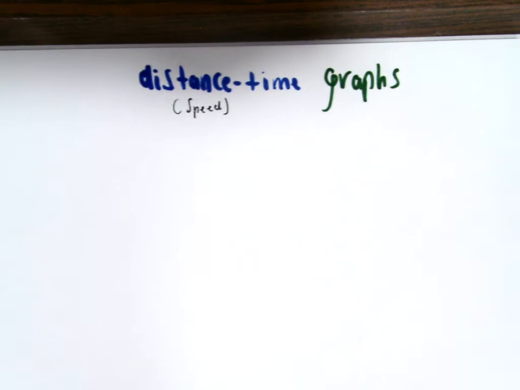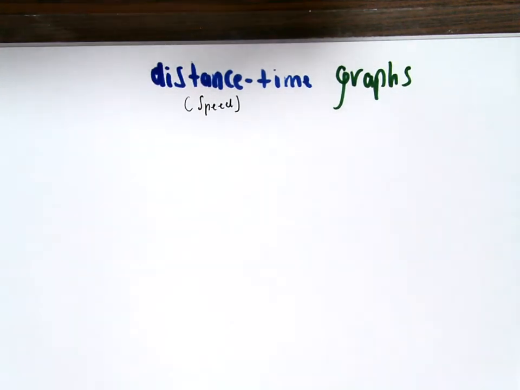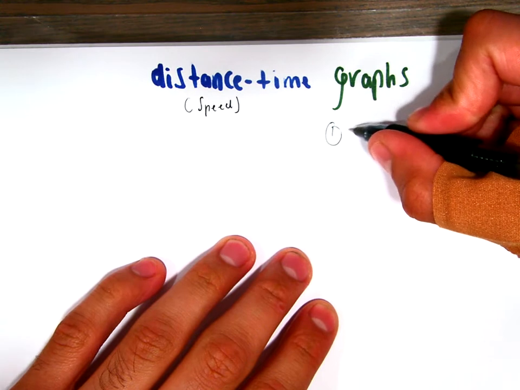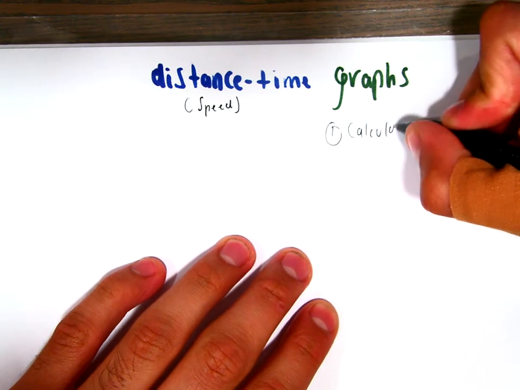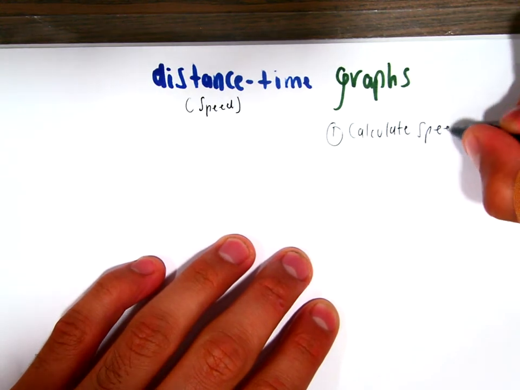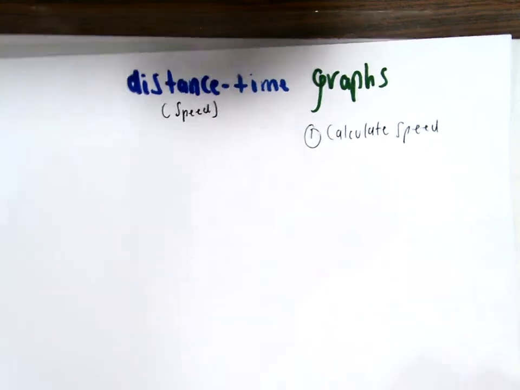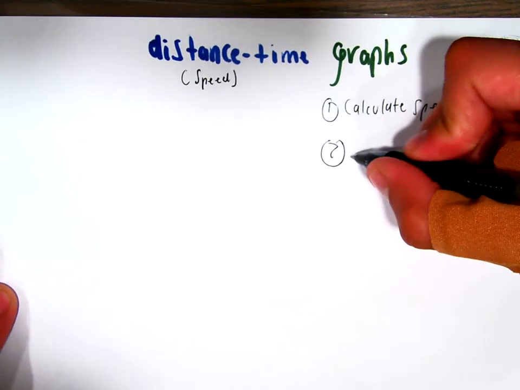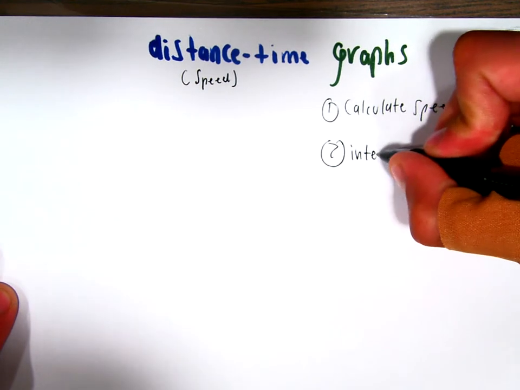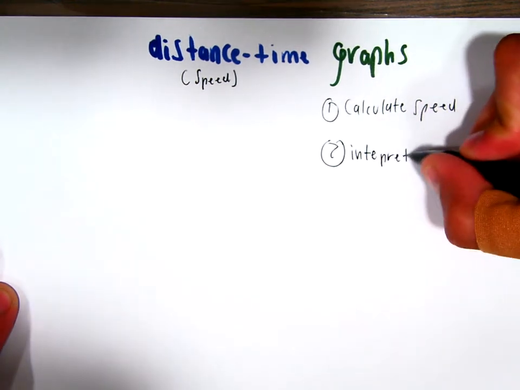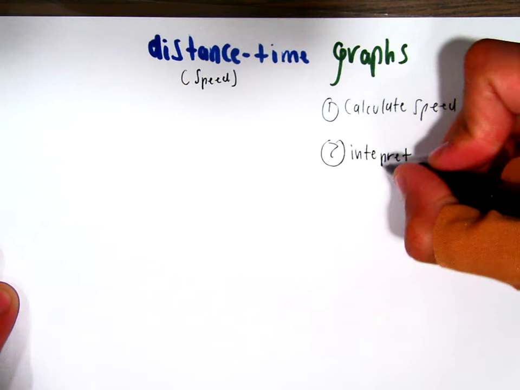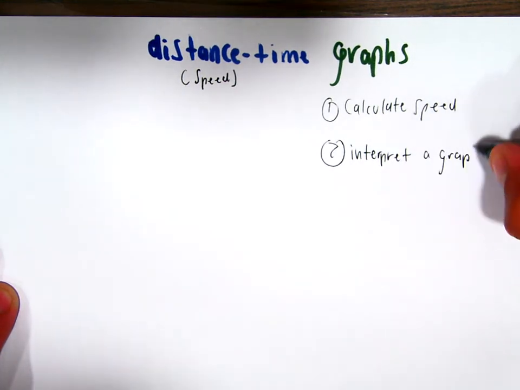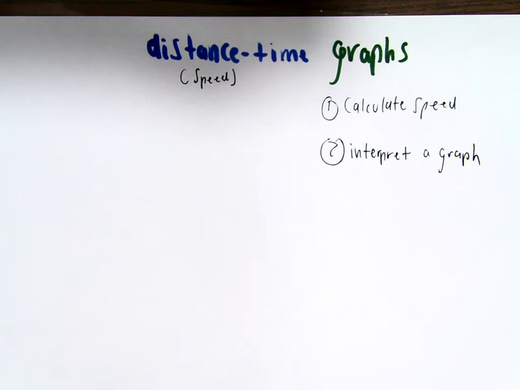Okay, so there's a couple things you have to do today. The first thing you have to be able to do is look at these graphs and calculate speed from these graphs. Second thing you have to be able to do is interpret a graph. So what do I mean by that? I mean you have to be able to explain what a graph is saying.